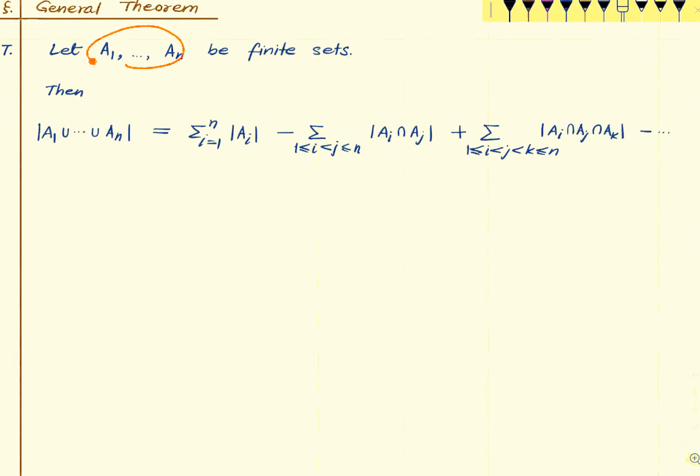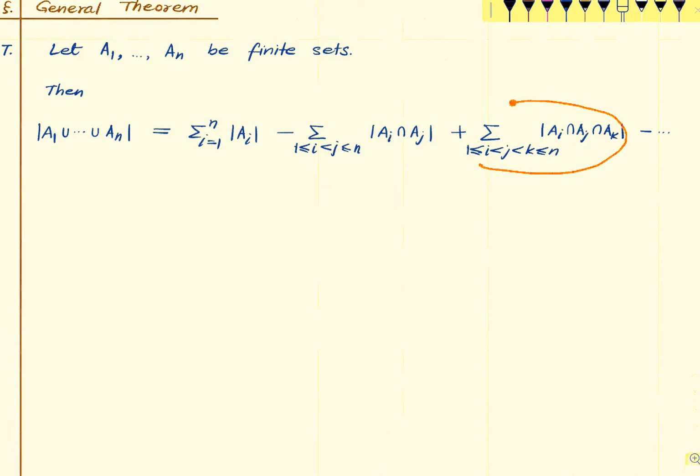Suppose we have n finite sets, n is any positive integer, then the cardinality of the union of all of them is, first you sum the cardinalities of the individual ones, then you sum the cardinalities of all the pairwise intersections. So there are n choose 2 intersections that you can form, and you sum up the cardinalities of all of them, but with a minus sign. And then now with a plus sign, so the signs alternate. This was a plus, minus, dot, dot, dot.